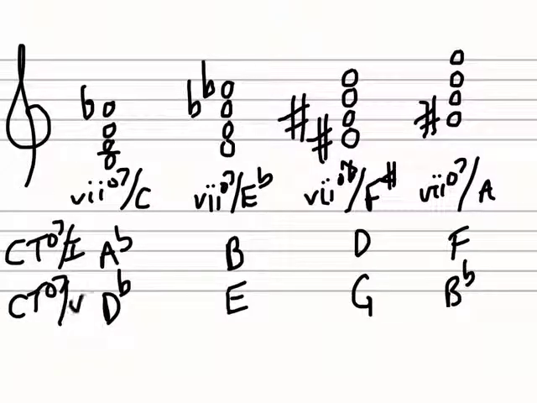diminished seventh of 5. Note that we can now go to each of the 12 notes on the scale: C, D flat, D, E flat, E, F, F sharp, G, A flat, A, B flat, and B, all from the same diminished seventh chord. What a flexible chord that is.